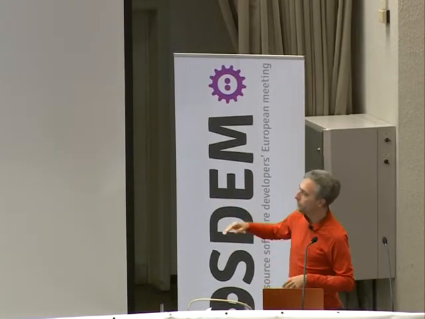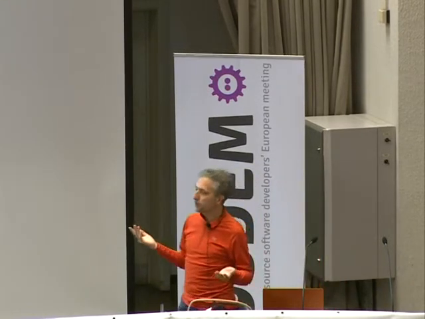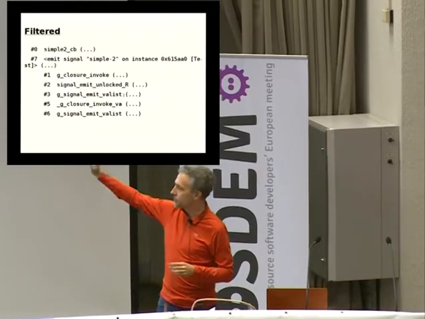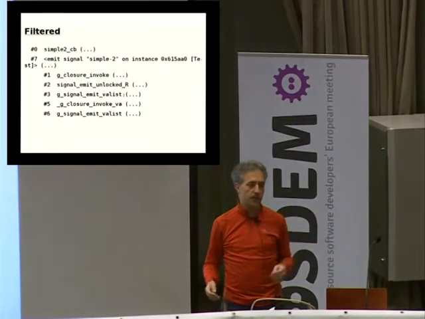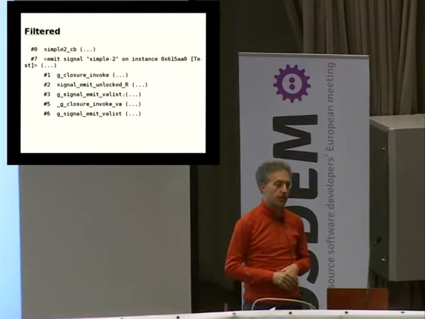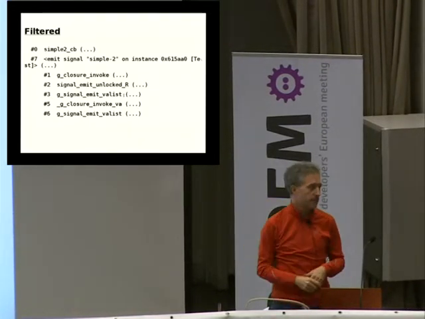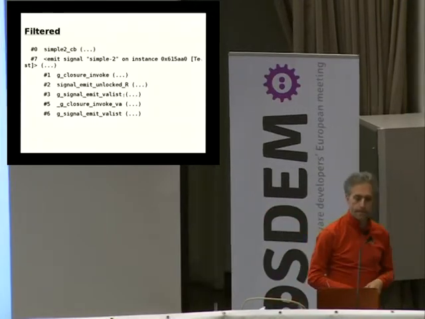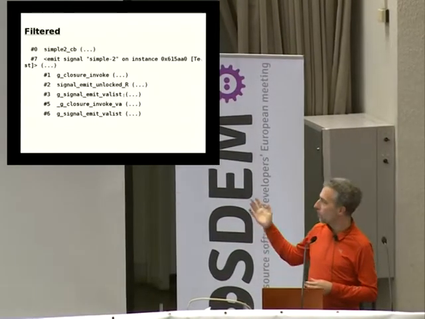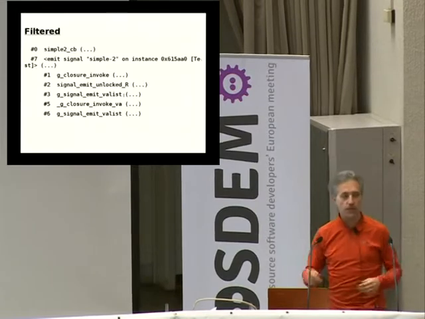Now again, you can turn this off. We didn't do it in the first revision, but we're going to add a feature so that those indented frames, you can just make them go away entirely. So your trace would look like frame 0, frame 7, frame 8. Now when is this useful? This is useful in lots of ways.